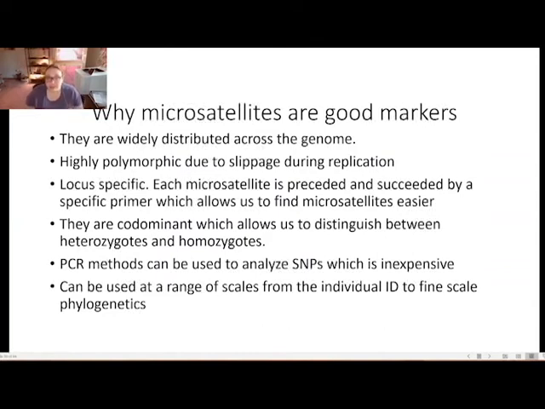PCR can be used to analyze each of the little SNPs, which is really inexpensive. So it's a cost-effective way to look at this. And they can also be used at a range of scales. You can look at it from individual ID to fine scale phylogenetics, so on a larger scale.